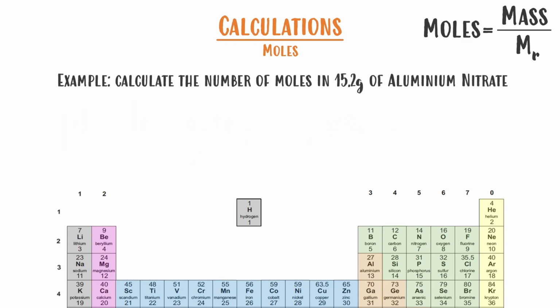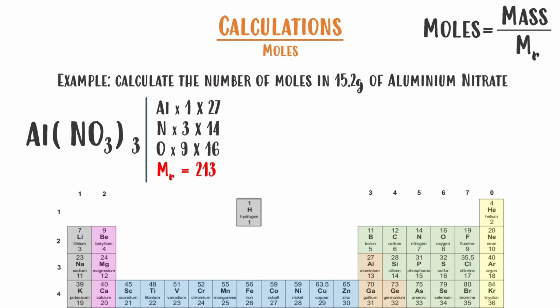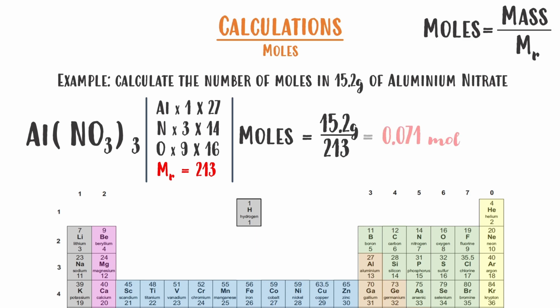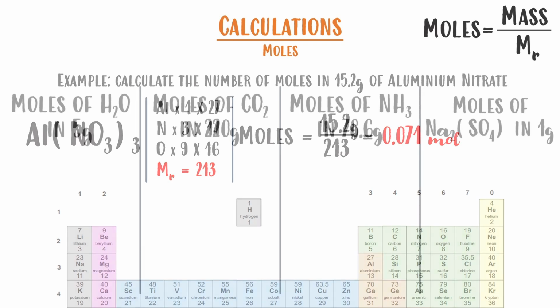Right, one more example. Calculate the number of moles in 15.2 grams of aluminium nitrate. Now, you'll almost always be given the formula of the thing they want the moles of. In this case, aluminium nitrate is Al(NO3)3. And by using our rules to work out MR, we have an MR of 213. And it's just as simple as inputting again the numbers into the formula, where moles is going to equal mass over MR, in this case 15.2 grams divided by 213, to give us 0.071 moles.